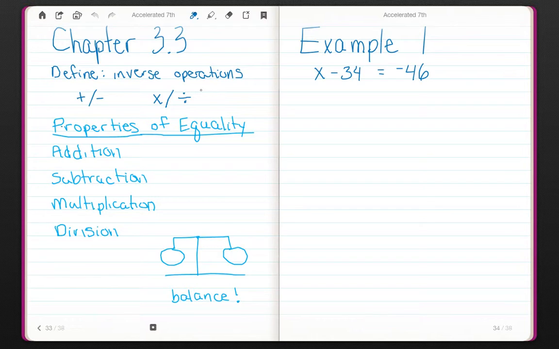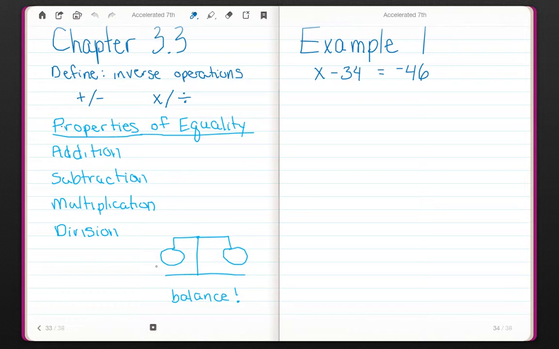There are also four new properties that you need to be familiar with. They are called properties of equality. There's an addition property of equality, subtraction property of equality, one for multiplication and one for division. What they say is that if you add, subtract, multiply, or divide one value from one side of the equation, you must do the same thing to the other.